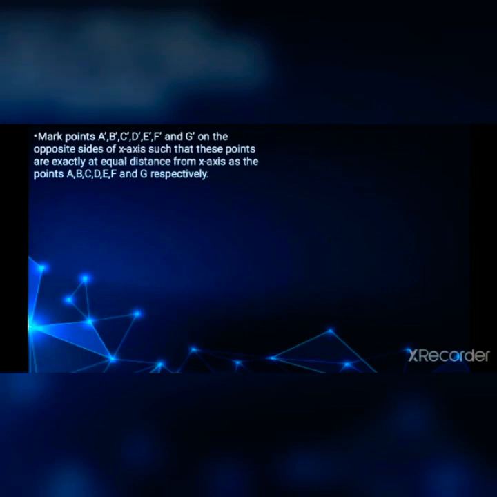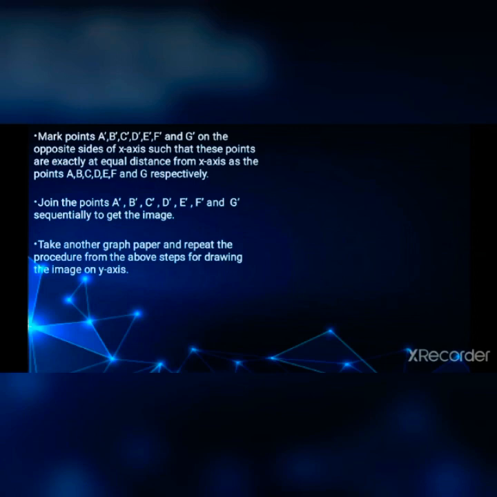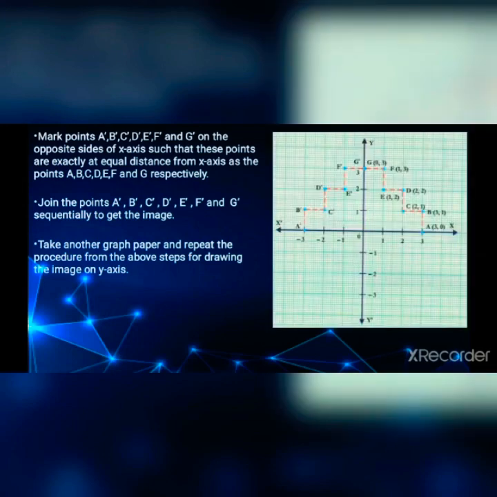Now we need to mark the points A dash, B dash, C dash, D dash, E dash, F dash and G dash on the opposite side of the x-axis, that is in quadrant 4, and they should be at exactly the same distance from the x-axis as shown in quadrant 1. Now we need to join the points in quadrant 4. Now we need to take another graph and repeat the same procedure, but in quadrant 2. And this is the image of a graph paper where we obtain the mirror image on the y-axis.